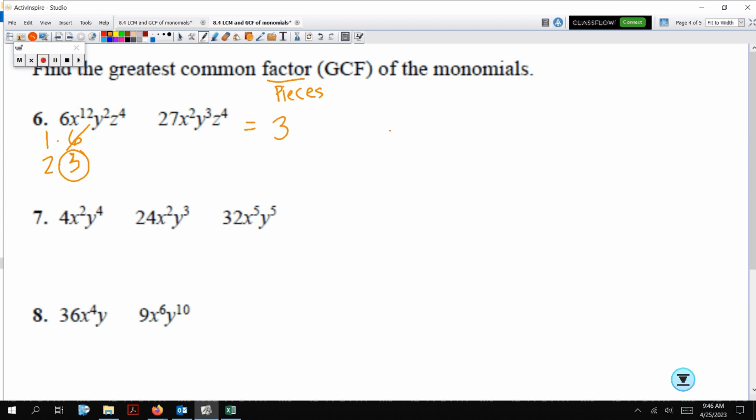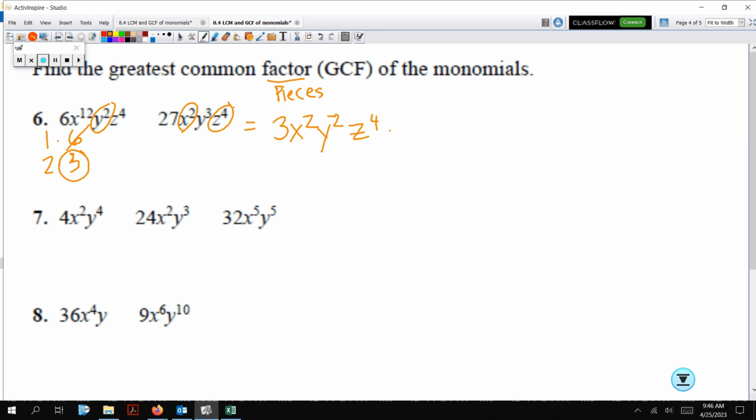Now for greatest common factors, we want to take the smallest exponent that they both have. So x to the 2nd, y to the 2nd, and since they both have z to the 4th, we'll just keep z to the 4th. That would be the greatest common factor of those two monomials.